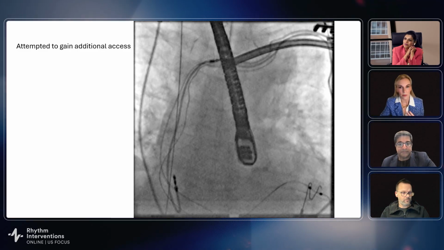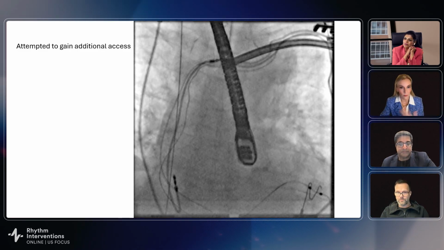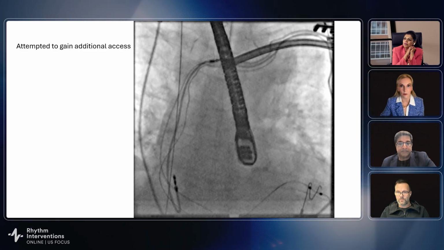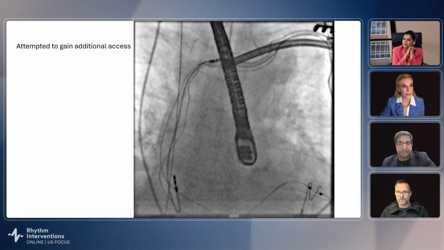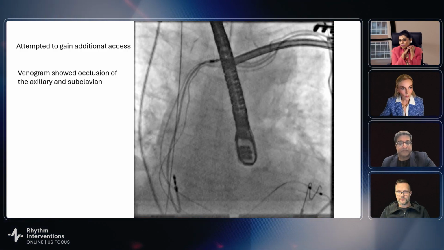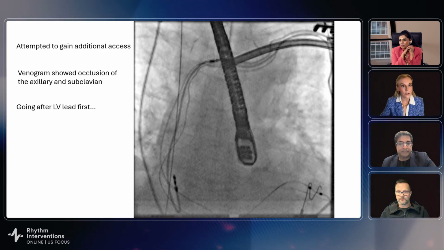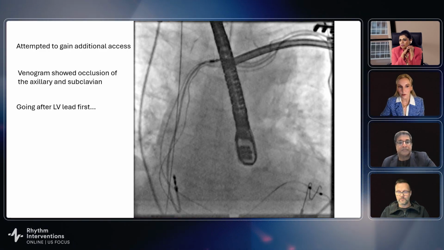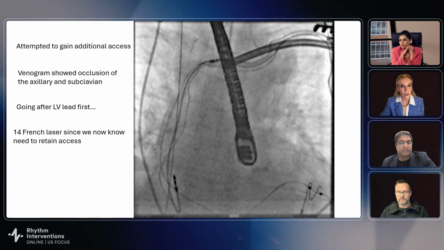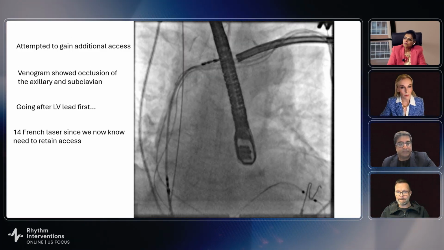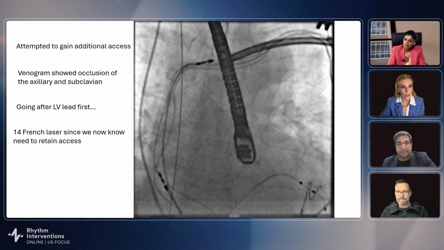We did a venogram and she was occluded again, partially probably because of a lot of that leftover bulk from that lead that did not need to still be in there. So you can see at this point going after the left ventricular lead first, using a 14 French laser to sort of upsize, since I know that we will need to retain access to be able to reimplant.